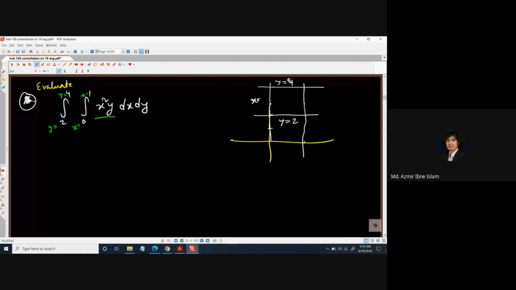This is x equal to 0 and x equal to 1. We have this region, which looks like a rectangle. So we can easily understand that whenever we have constant values in the limits, it will obviously be a rectangle, and in this case we can easily integrate. Or we can understand it another way, because this concept is important.